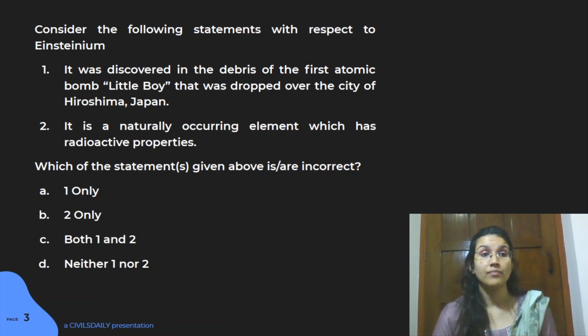So this statement is a bit factual. Again, like I told you initially, science and tech and defense can be a bit factual. So it's important that whatever topics I'm telling you, you do go and revise them and have a bit of knowledge about each and every one of these topics.